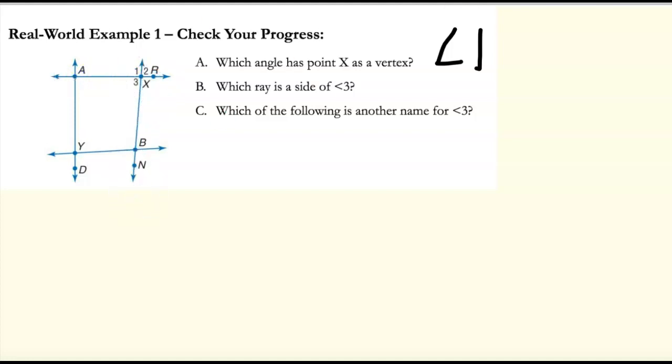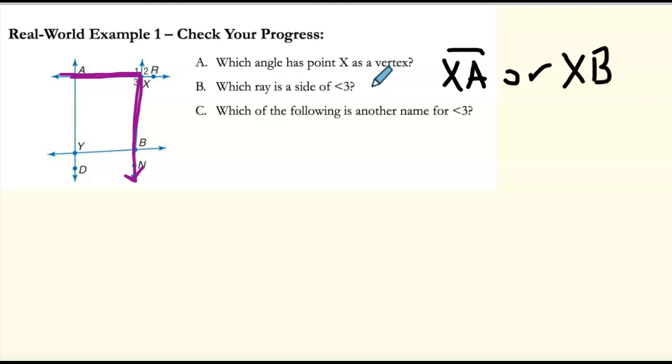So the next question is, which ray is a side of angle 3? So we have to look at angle 3, which is right here, and a side. So we either have this side, which is XN, or we could say XB. Here we could say only XA. So you could say either one of them. So XA or XB or XN.